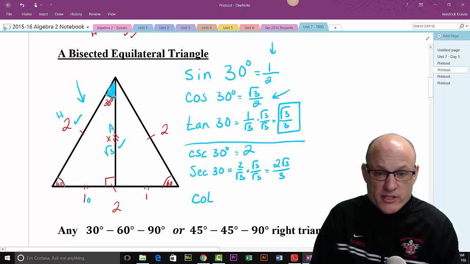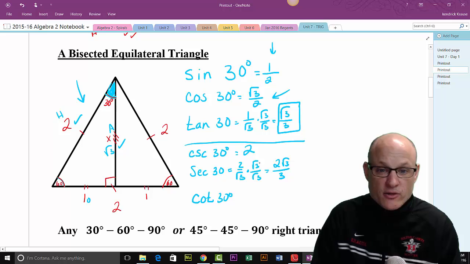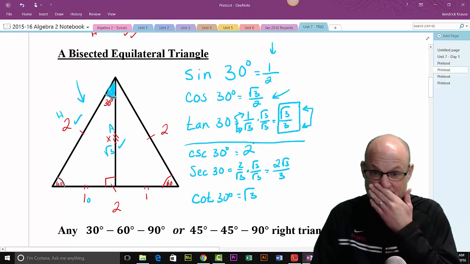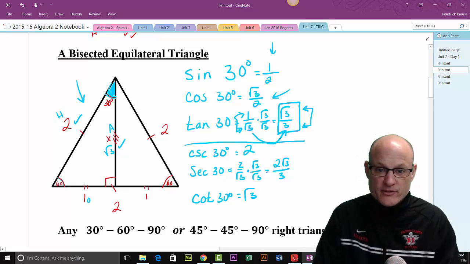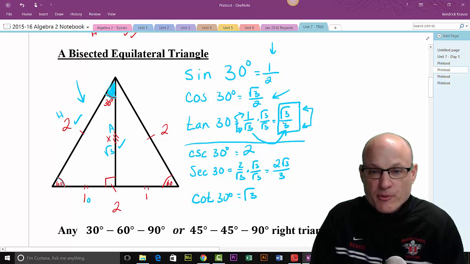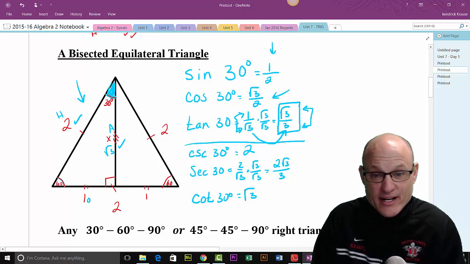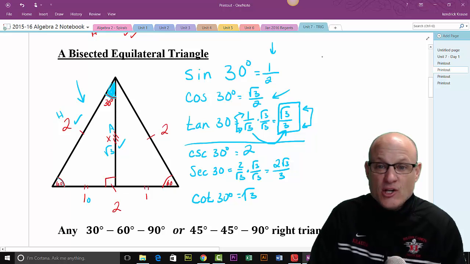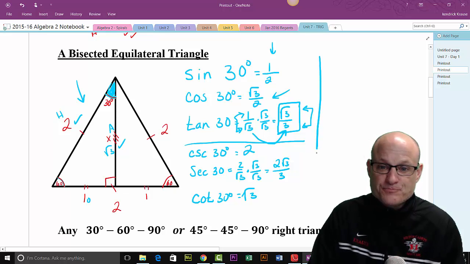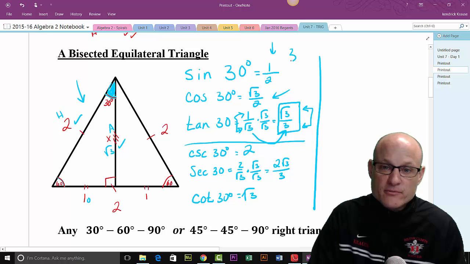cotangent. Now, cotangent 30 is the reciprocal of tangent. But I'm going to take the reciprocal of what it originally was, 1 over radical 3, because when I take the reciprocal of that, I just get the square root of 3. If I took the reciprocal of the rationalized form, I would have to rationalize it, and I'd end up with just this answer anyway. So those are the 6 for 30 degrees.